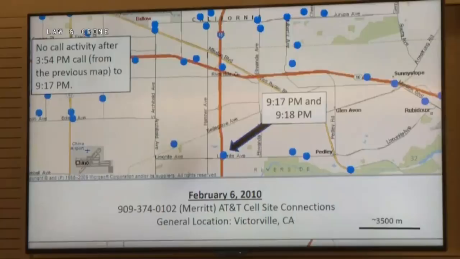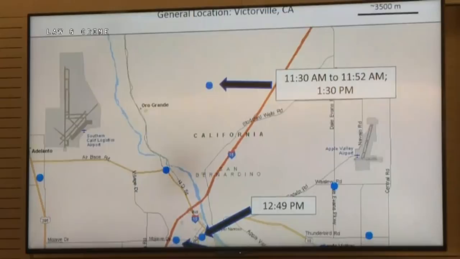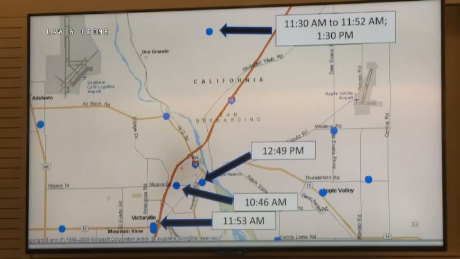475. And now February 6th. Correct. February 6th, the first call of day is at 10:46 a.m. up in the high desert near the intersection of Mojave Drive and Interstate 15, followed by some calls between 11:30 a.m. and 11:52 a.m. in Oro Grande.